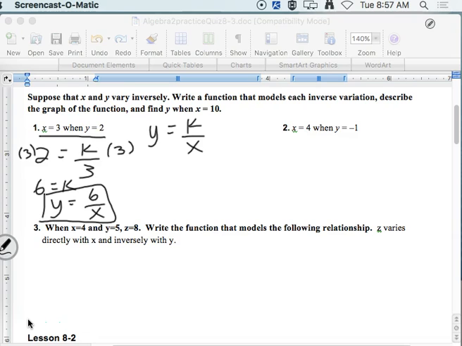Now, it says describe the graph of the function. What's that going to be called? If we graph that, you know how when we graphed lines, we graphed linear functions. They were called lines when we graphed them. When we graphed quadratics, it was called a parabola. What would this be called when we graphed it? Hyperbola. This is a hyperbola.